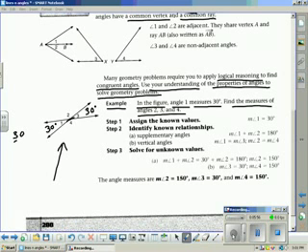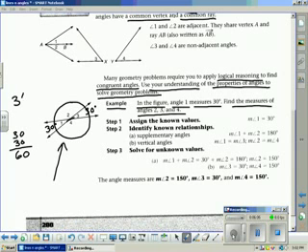So I have 30 and 30, which is 60. All the way around the object is 360 degrees. 360 degrees minus the 60 degrees that I already know I have leaves me with 300.